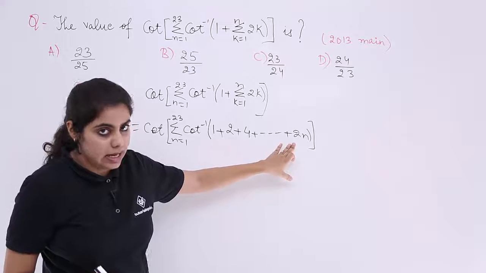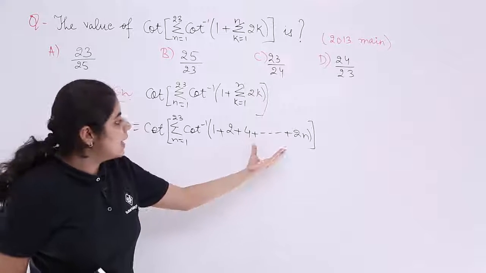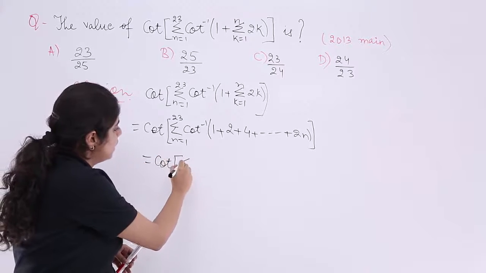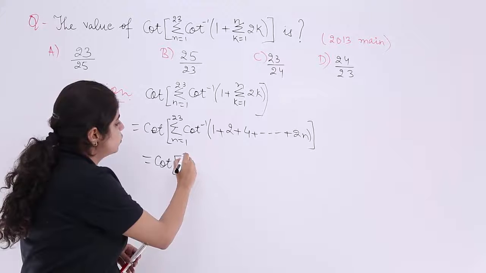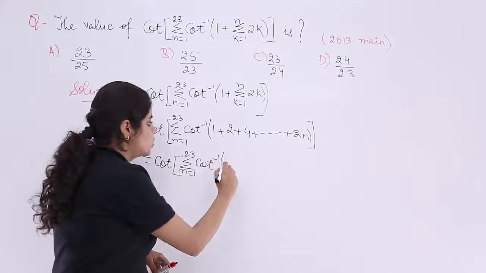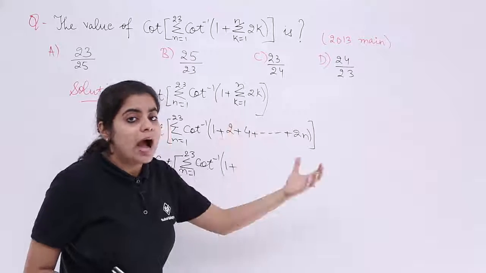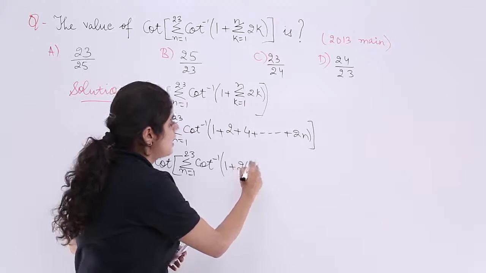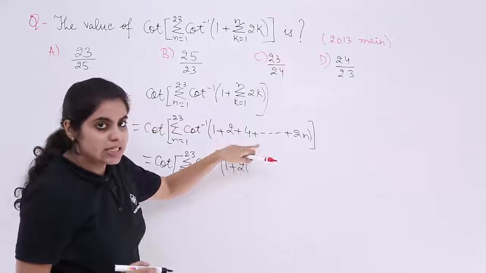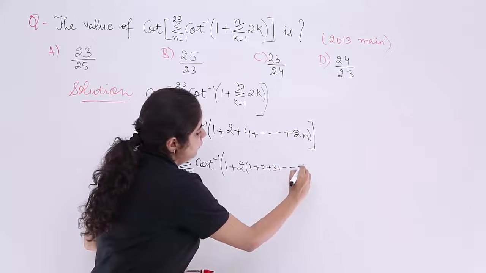Now, observe this bracket, small bracket. A series is there, addition series, 1 plus 2 plus 4 and so on till 2n. Can we have something common out of this series? Yes. What is it? Let's see. We have cot, then a big bracket, then summation, n is equal to 1 to 23, cot inverse. Now, 1 is as it is. Out of 2, 4, 6, 8 till 2n, I can have 2 as common. Inside what we are left with? 2 1s are 2, 2 2s are 4, 2 3s are 6, 2 4s are 8, and so on. So, it is 1 plus 2 plus 3 till n.